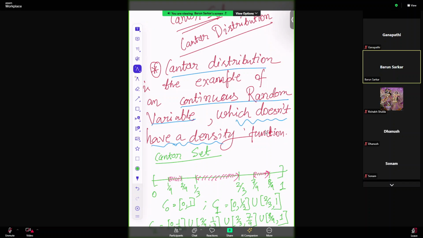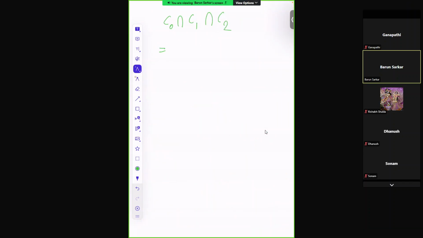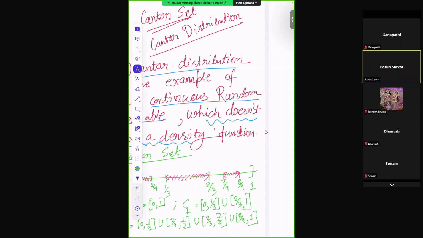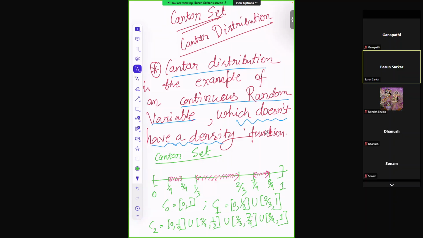I take their intersection. So this is C0 intersection C1 intersection C2. What is this? C2. Great. It is just C2, right? Because we have done this thing, that you have a decreasing sequence of sets, and it is just this one. So you see, in a sense, that you will continue this process.